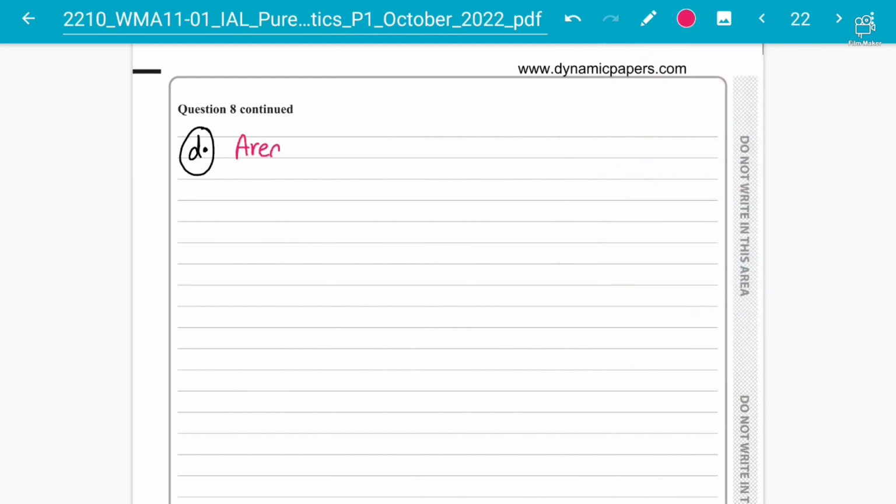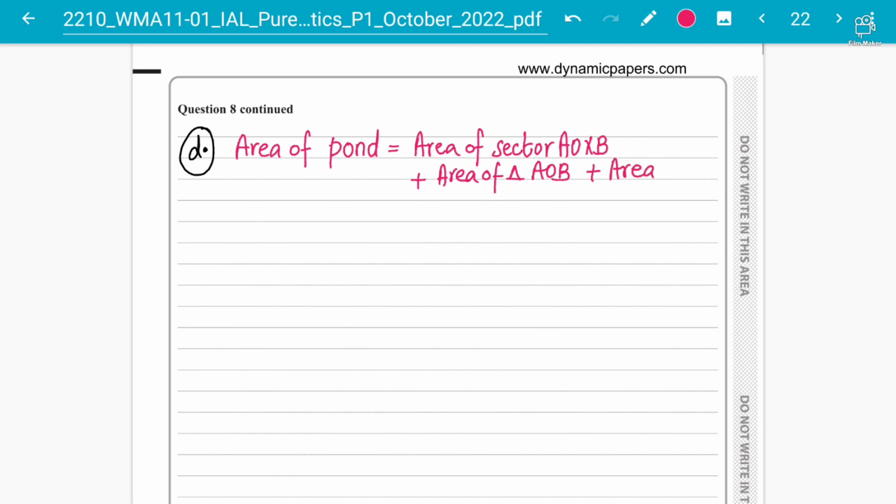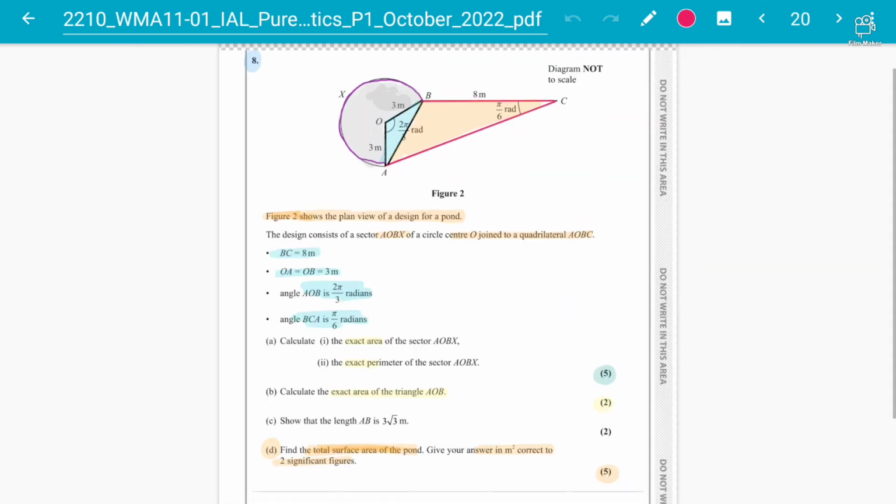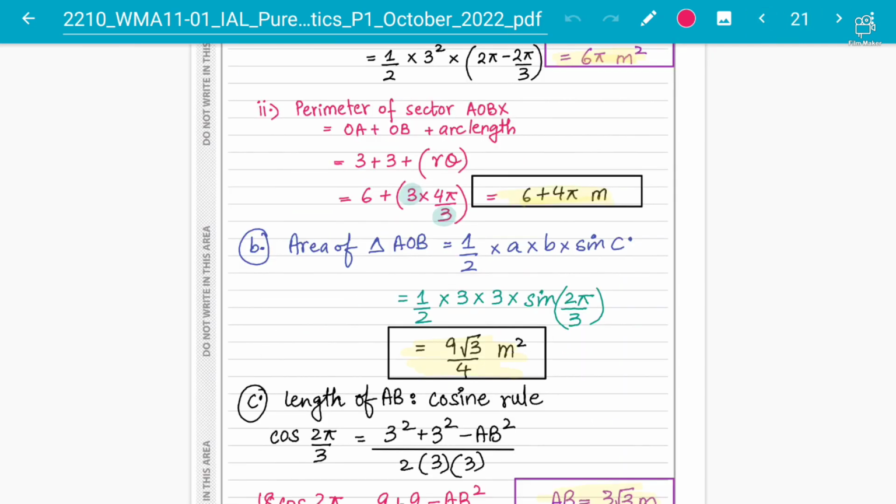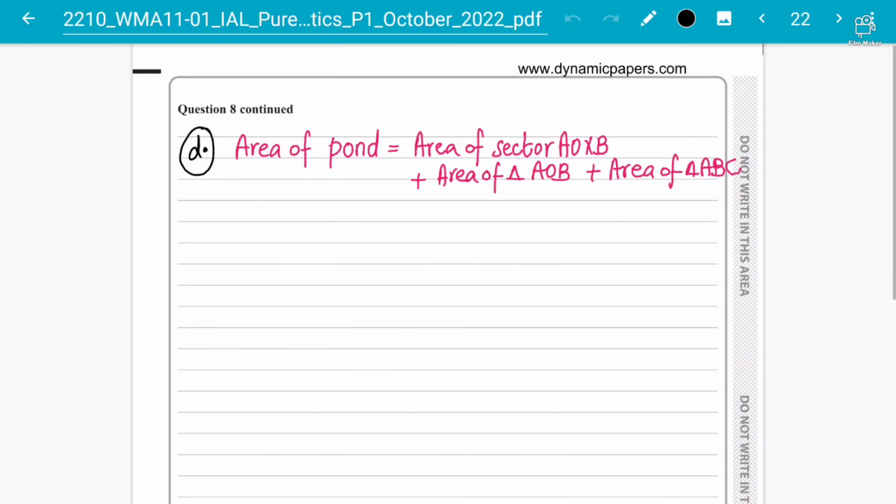That's going to be the area of the pond, the whole pond. It's going to be the area of the sector first. As I always mention, we have to do this: area of sector. Make sure you do proper workings on this chapter. Area of sector AOXP plus area of triangle AOB that we already have, and plus the area of the triangle ABC. I've mentioned all the workings for the area of triangle ABC. And now you already have those, so let's just add them.